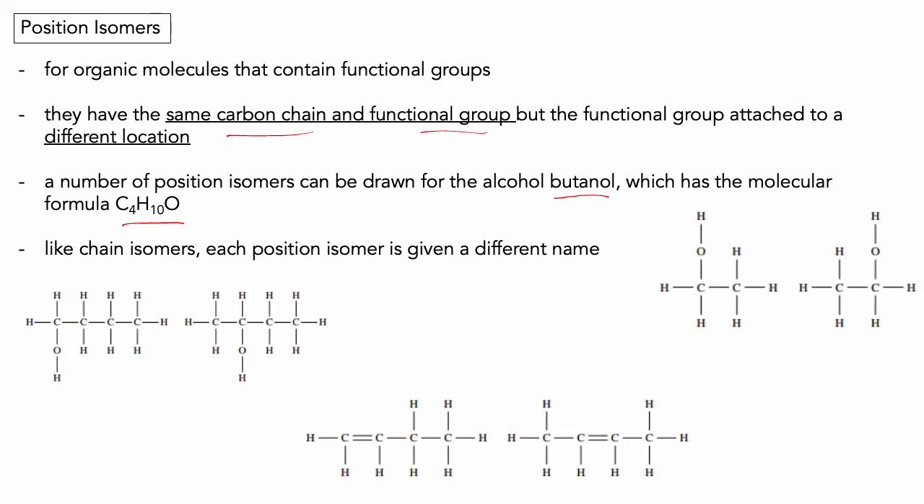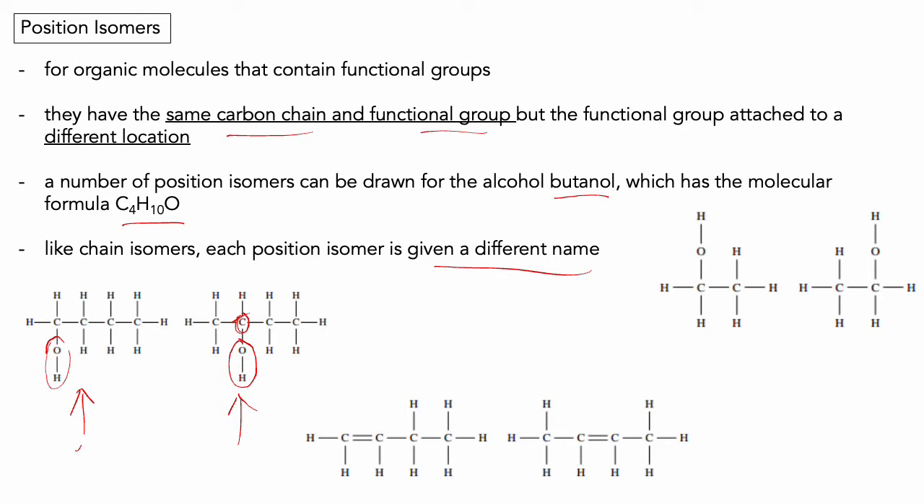It has the molecular formula C4H10O. Now, we can see here on the left, we have our hydroxyl group, this functional group, attached to carbon 1. And on the right, we have this position isomer where we've changed the position of the hydroxyl group and we've attached it to carbon 2. So like chain isomers, each position isomer is given a different name. We're not going to look at those in this lesson, but that's something that we're going to learn how to do coming up, is to name different position isomers. This lesson is just introducing you to the idea of what a position isomer is.